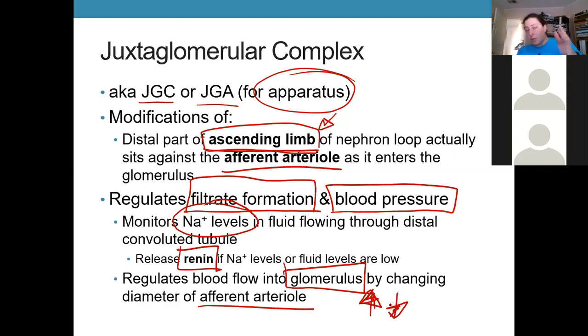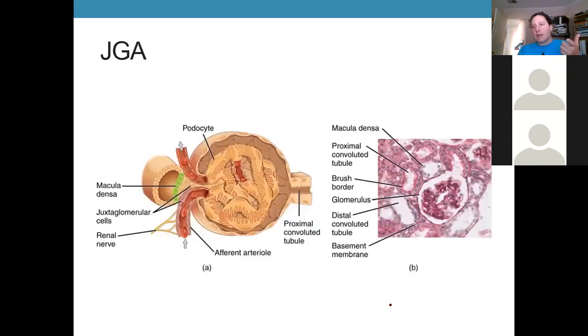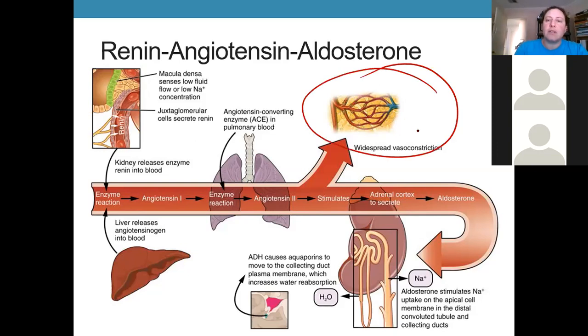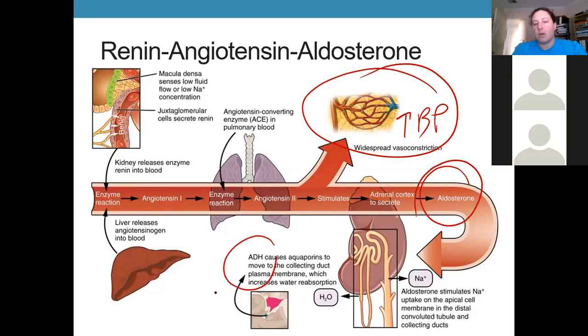Okay, so renin hopefully sounds familiar. Renin is the enzyme that activates angiotensin as it circulates in the blood. And angiotensin causes vasoconstriction to increase blood pressure, and it releases aldosterone from the adrenal cortex and antidiuretic hormone from the pituitary gland in order to promote water and sodium retention in the kidneys.